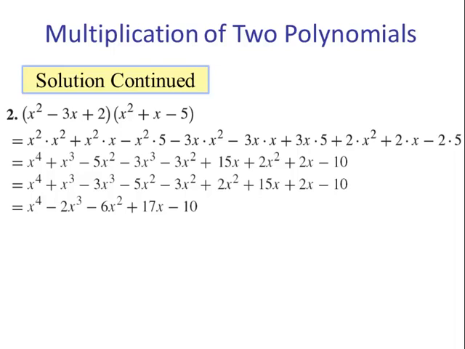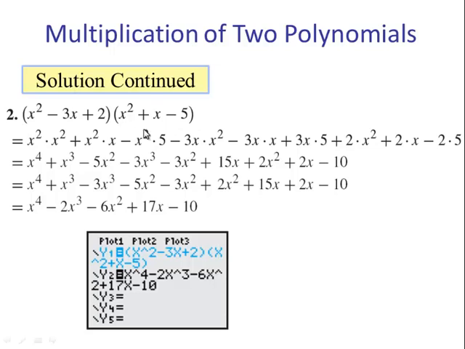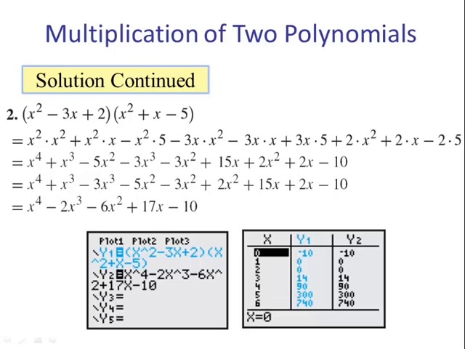We can verify this using the graphing calculator. We type in our original expression in y1, and in y2 we type in the polynomial. That's our final answer. Use the table feature and we see that y1 and y2 are the same, and this verifies the answer.